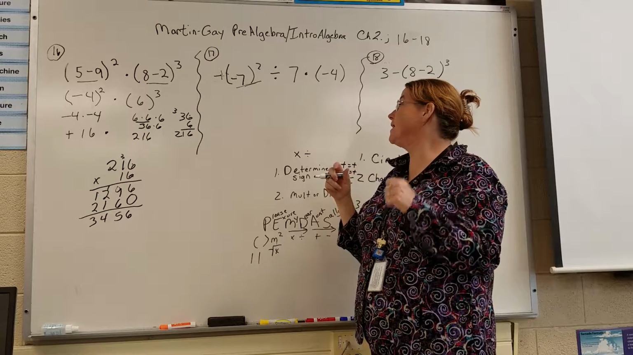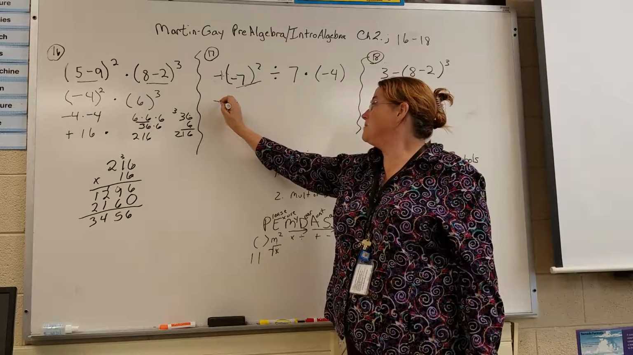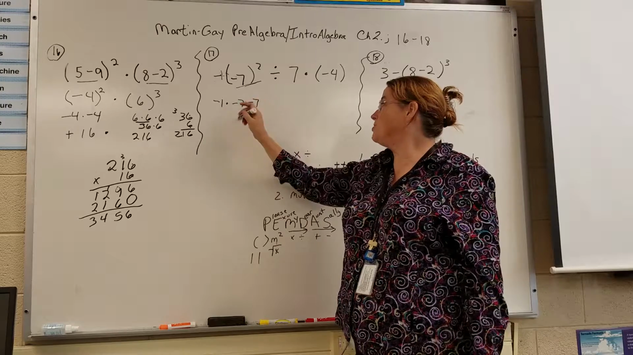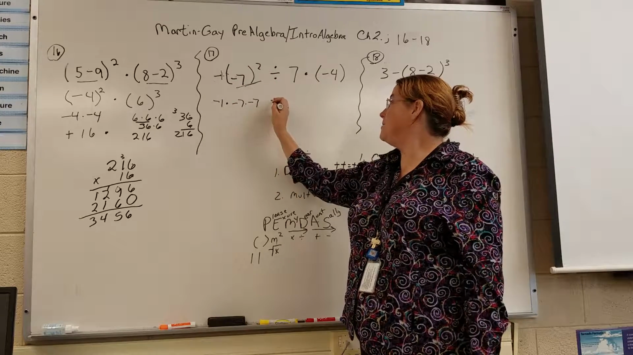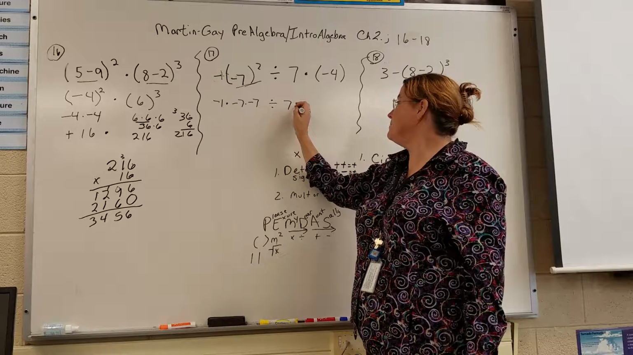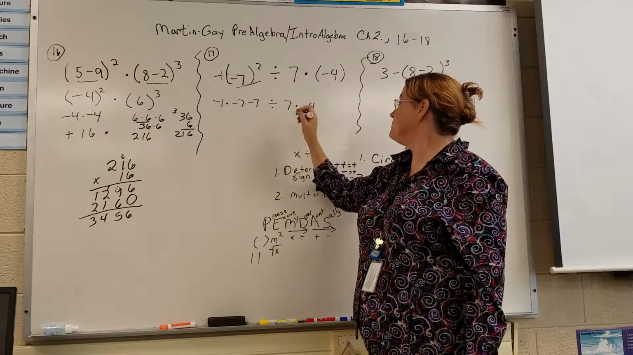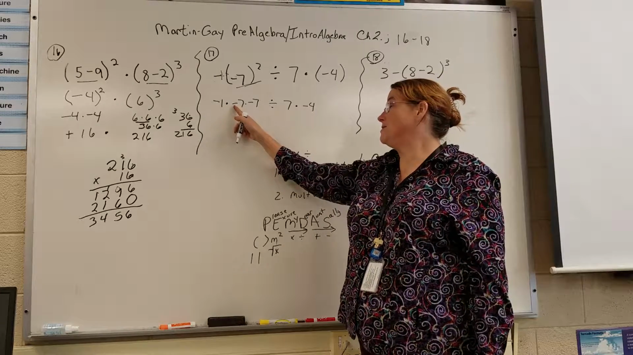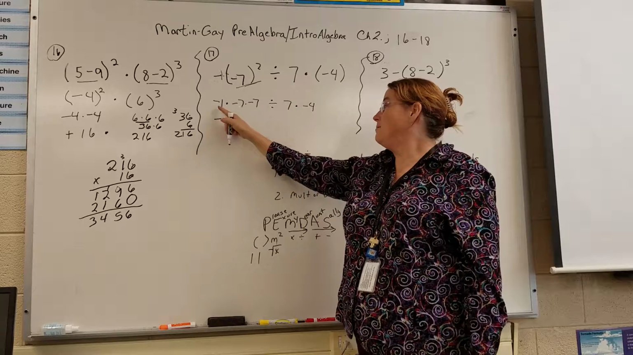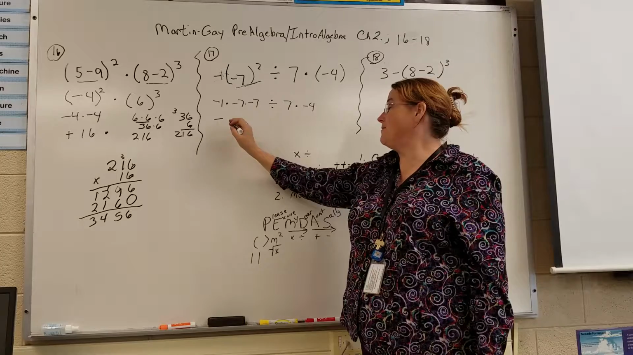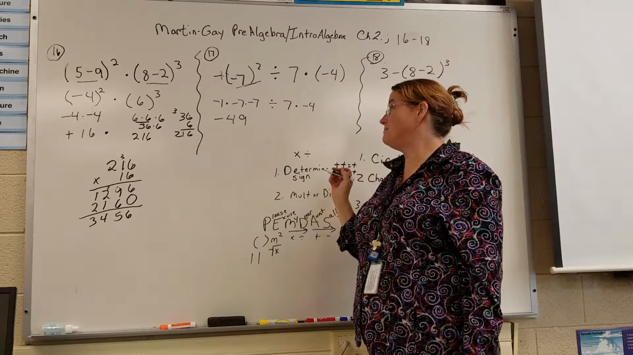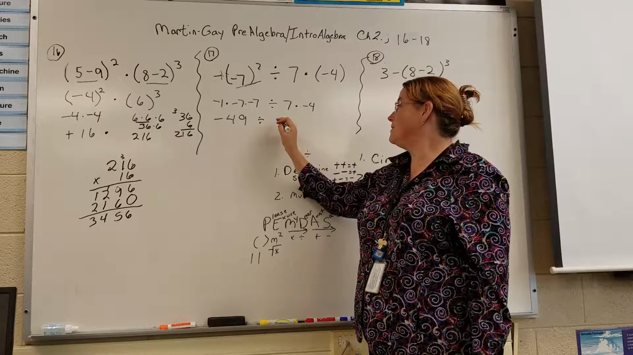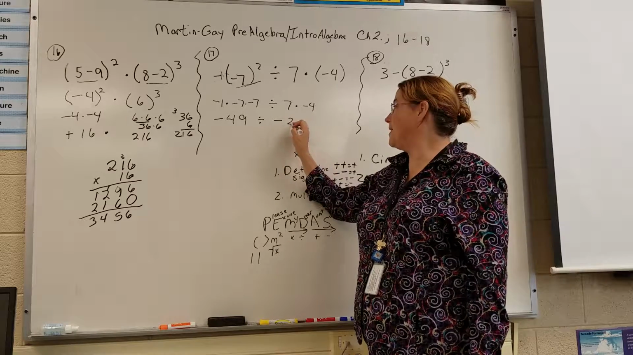They say it's -7 and -4. So you have minus 1 times -7 times -7. That's what you have here, divided by 7 times -4. That's what you have. So a minus times a minus is a plus, times another minus is a minus. 1 times 7 is 7, and 7 times 7 is 49. So you have minus 49, divided by 7 times a -4 is a negative, and 7 times 4 is 28.